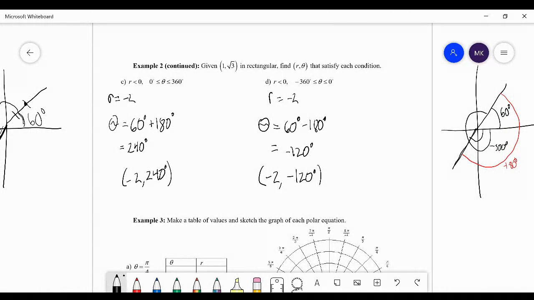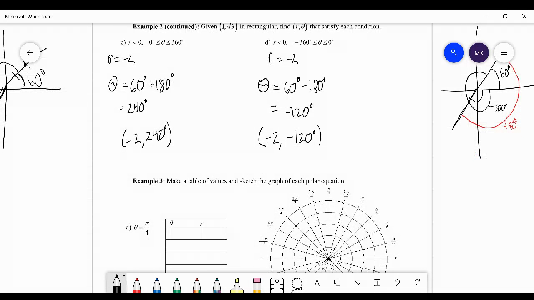So there are 4 different polar coordinates that are all equivalent to this one rectangular coordinate. Now that could be a benefit or a downside depending on what you're doing and what you're dealing with. It really just depends on what you're going for.